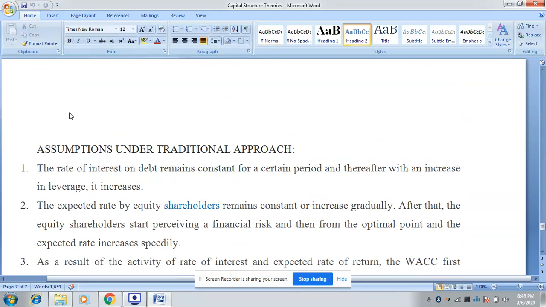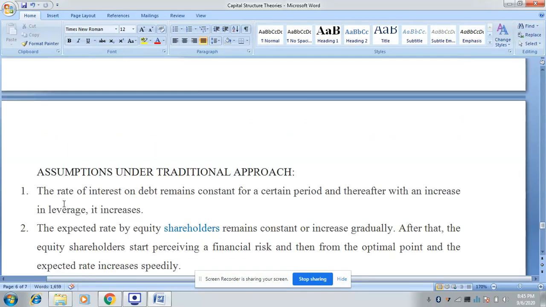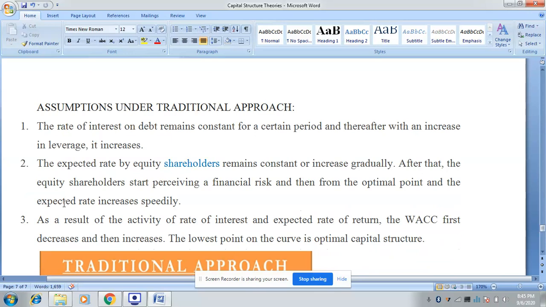Let us look at the assumptions under the traditional approach. The rate of interest on debt remains constant for a certain period. Thereafter, with an increase in leverage, it increases. It means when you get more debt, when you raise finance through debt to capital, an increase in debt leads to an increase in interest. Otherwise, the rate of interest on debt remains constant for a certain period.